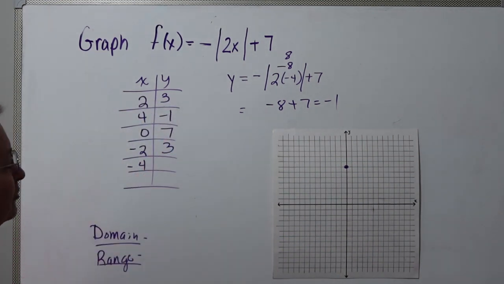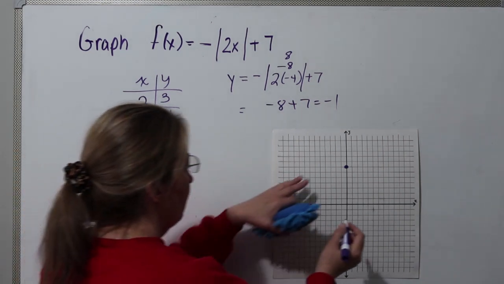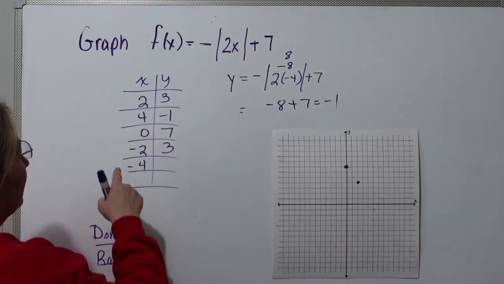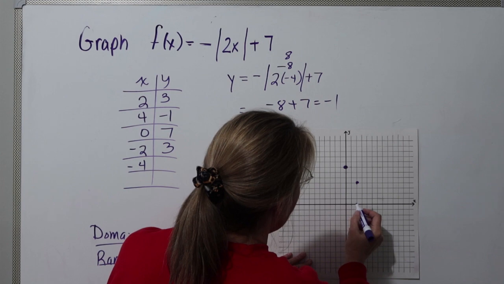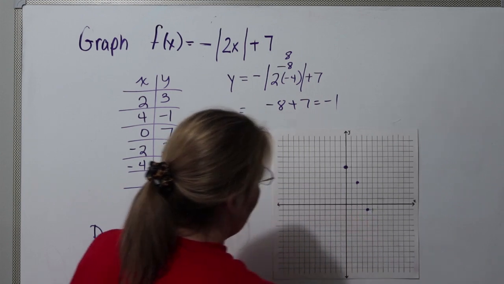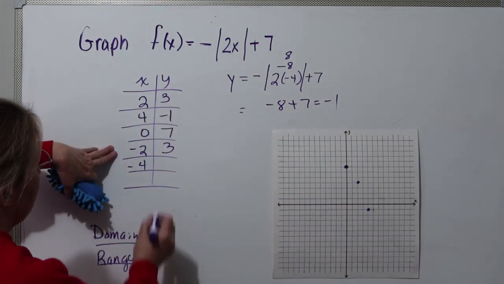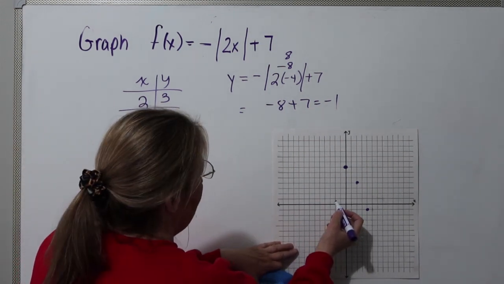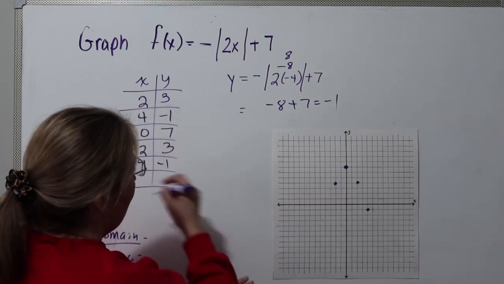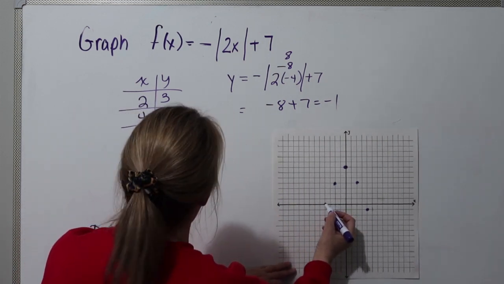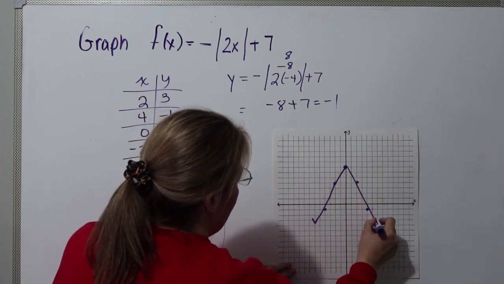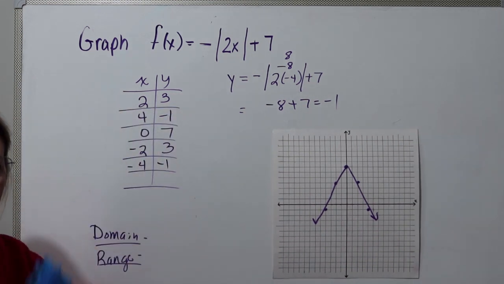Okay? Now let's plot these points and see if we get a V. So I've got over 2 and up 3, over 2, up 3, and then I've got over 4 and down 1. Okay. Now I've got backwards 2 and up 3, and then I'm going to go over -4 and down 1. Okay. So that's what it's going to look like.